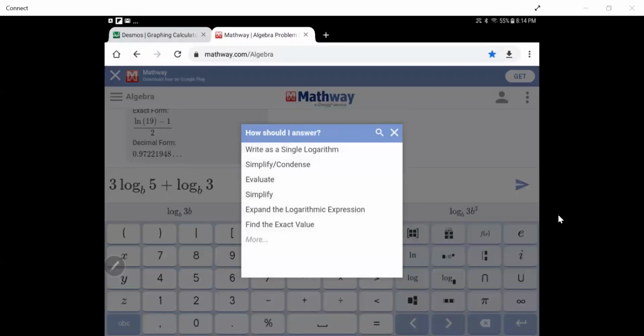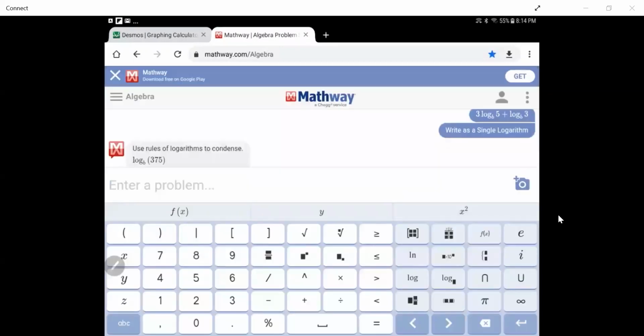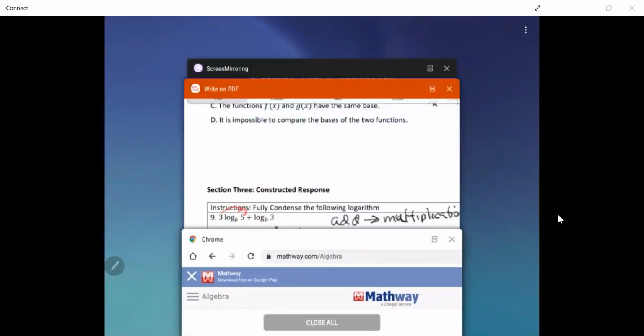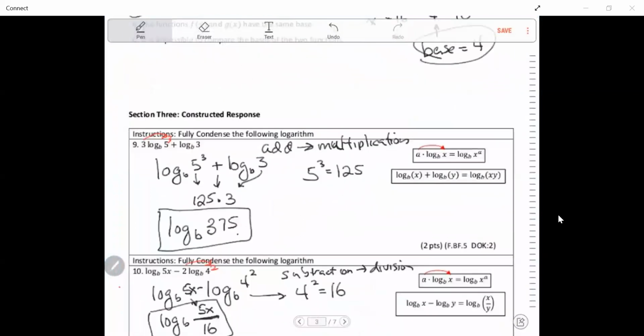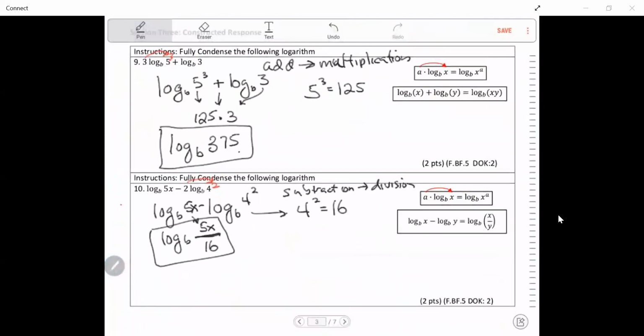And then it asks me what do you want me to do? This was we wanted to write as a single logarithm. That was our task. And then we have log b of 375, which was what we came up with over here. You can use the same thing, put the negative sign, do the subtraction, and it will say log b of 5x over 16. It may look like this. They may say it's 5/16 x, like that. But mathematically, that is the same answer.